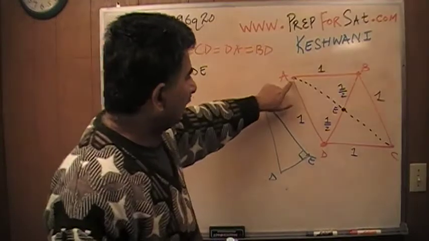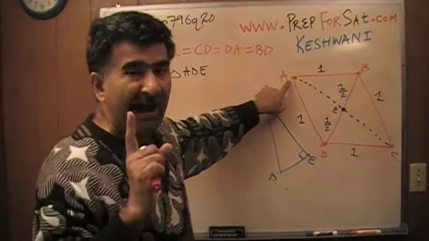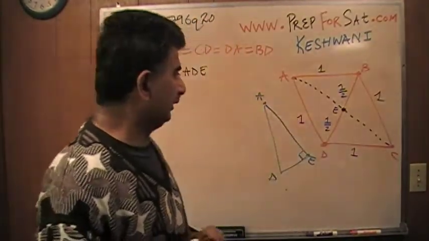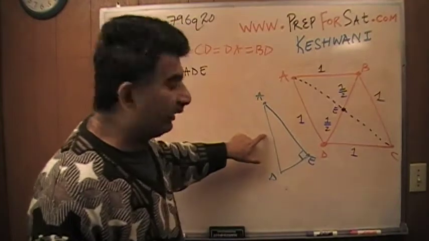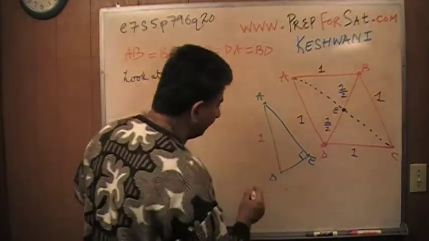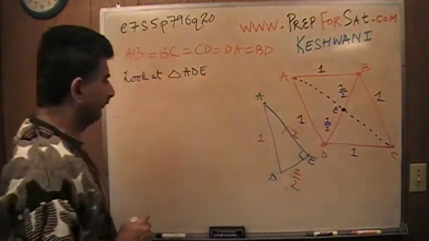Since we are looking for the length of the diagonal AC, what I'm trying to find out right now is the length of half the diagonal AC. Half the diagonal AC is A to E. And A to E, if we can find out from this right angle triangle, it's very simple. Hypotenuse we know is 1. This side is half. We have to find out this side. I'm going to call it X.